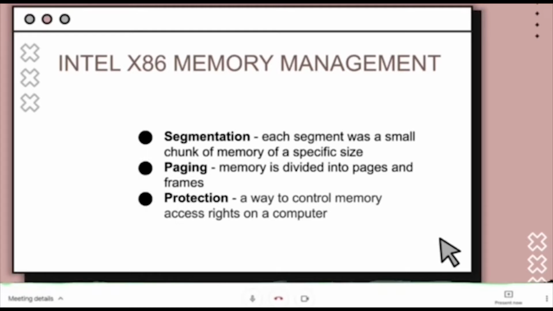Next, we will discuss paging, another way to access physical memory. Instead of memory being divided into segments, it is divided into pages and frames. The last one is protection in memory management, which is to prevent a process from accessing memory that has not been allocated to it. This prevents a bug or malware within a process from affecting other processes or the operating system itself.